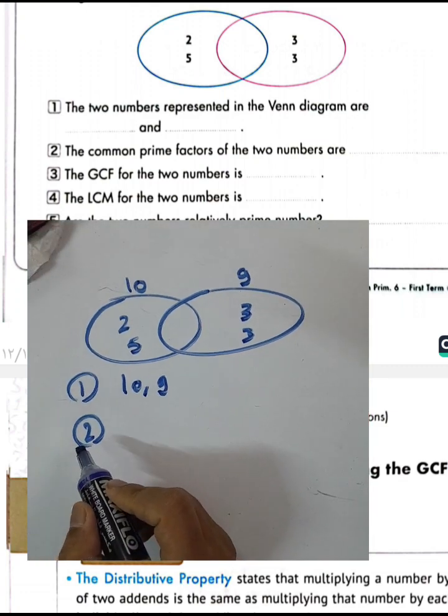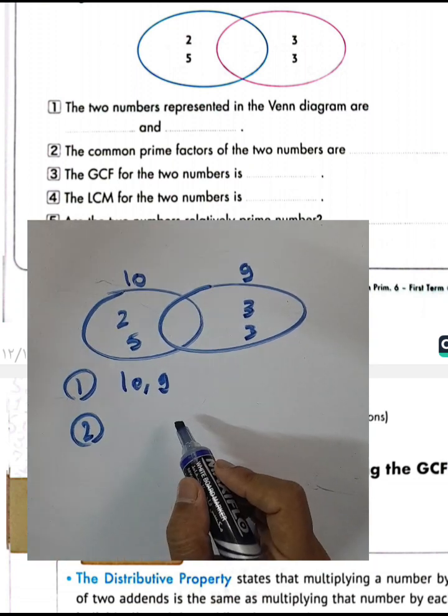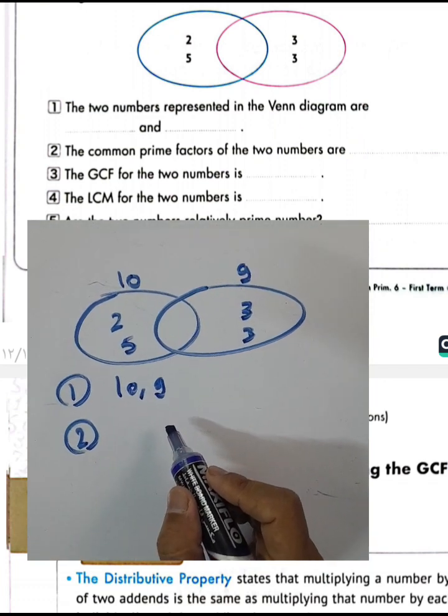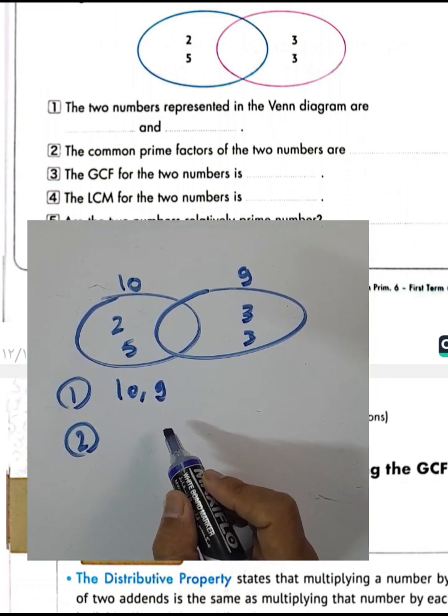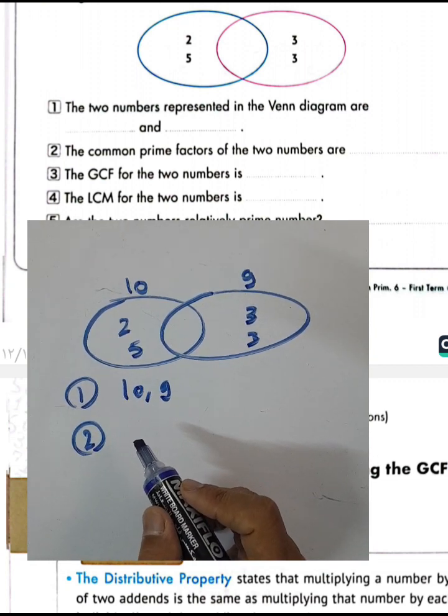Question number 2, the common prime factors of two numbers are. He wants to find the common prime factors. What will the common prime factors be here? We have 2, 5, and 3, and 3. It's the common factor between them.